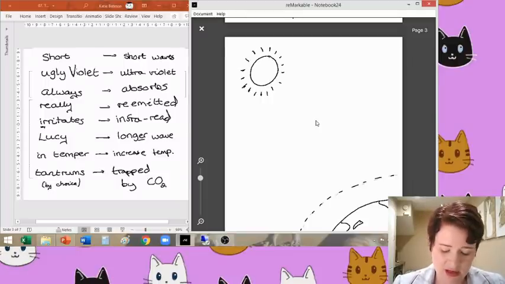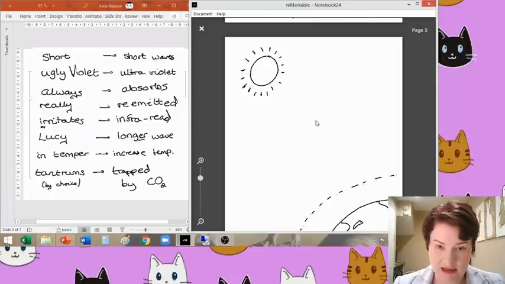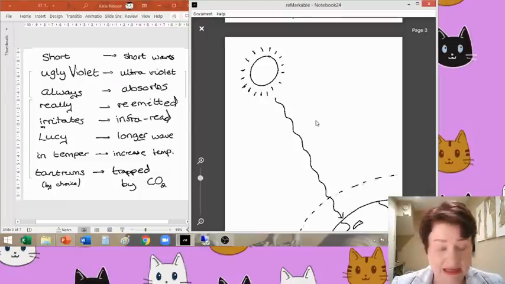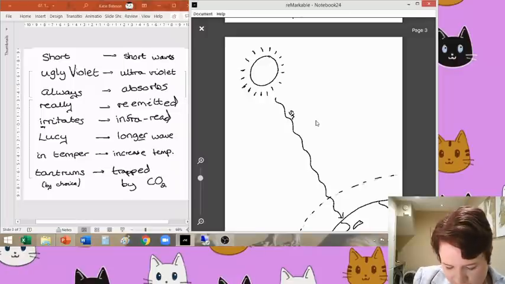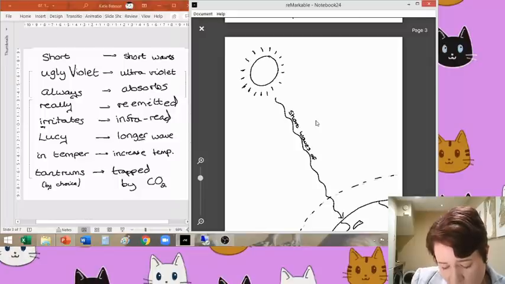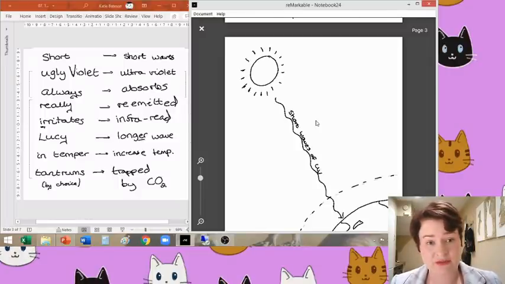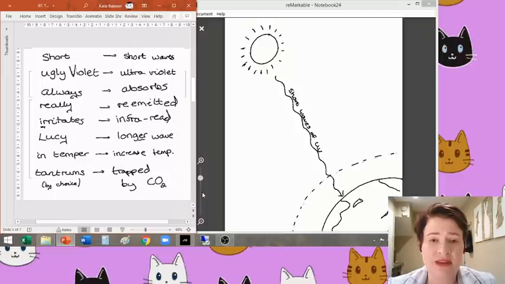So what we get in terms of the greenhouse effect is, first off, radiation coming from the sun. We discussed already that the main radiation coming from the sun is ultraviolet. I've not done that at a particular wavelength or frequency, I've just done a generic wiggly line. I could do it in more detail, but let's keep it simple for now. So I've got the short waves, short ugly violet. Short waves of UV radiation go towards the Earth from the Sun.